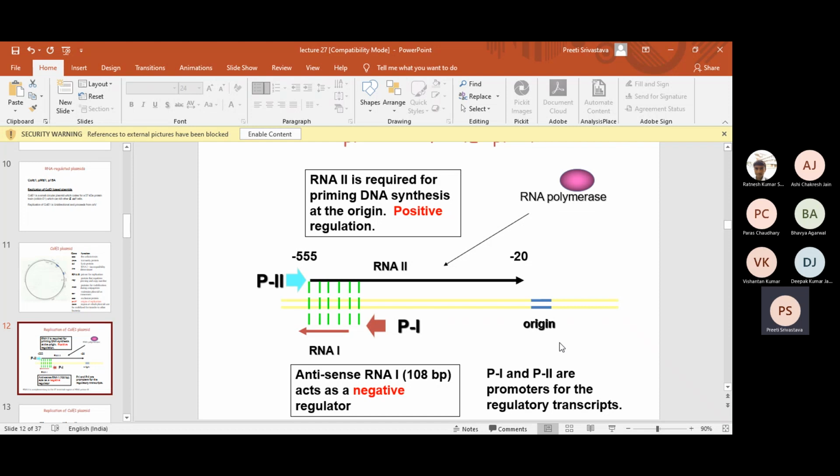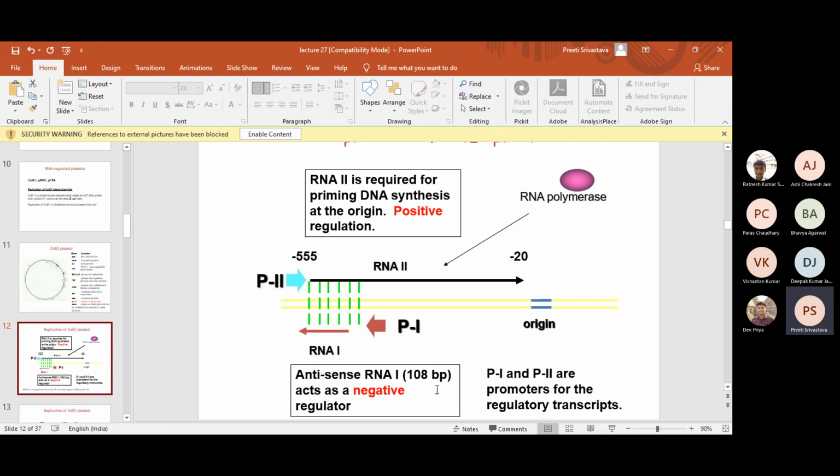There is another promoter called the P1 promoter, and this promoter is present in the antisense strand. The top strand is called the sense strand and the bottom strand is called the antisense strand. So the promoter present in the antisense strand, called P1, makes an RNA called RNA1, which is 100 base pairs in length.